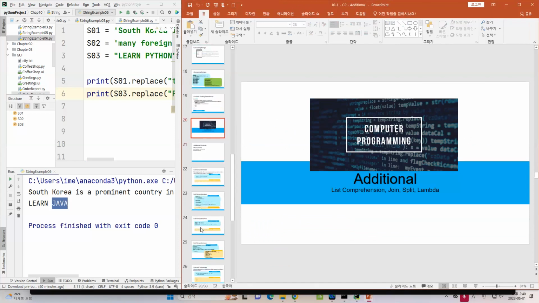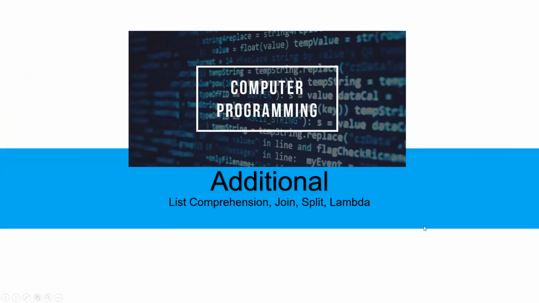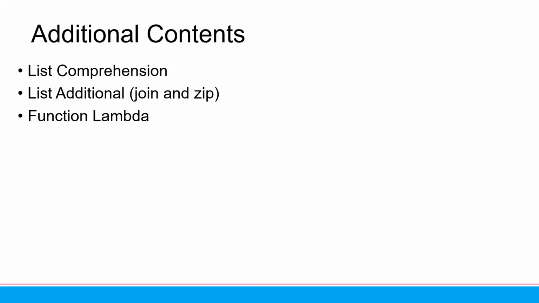So the last part that I want to explain to you is this one. We can make the list comprehension, join, split, and lambda. So these remaining three things will be in the bonus question. Okay.